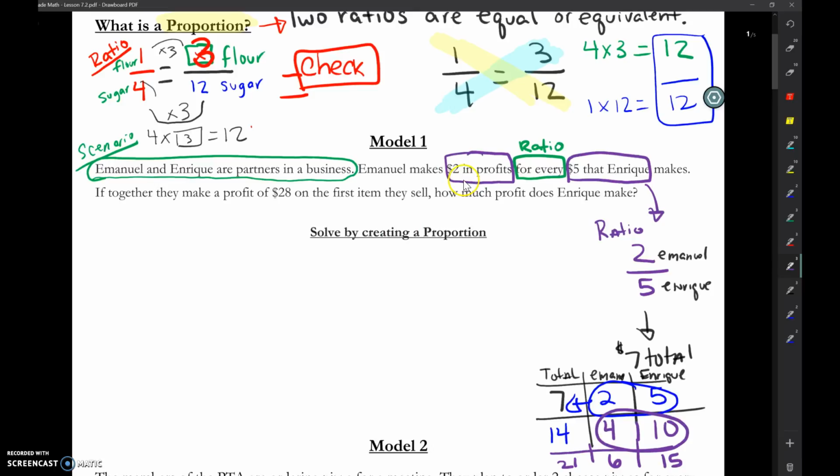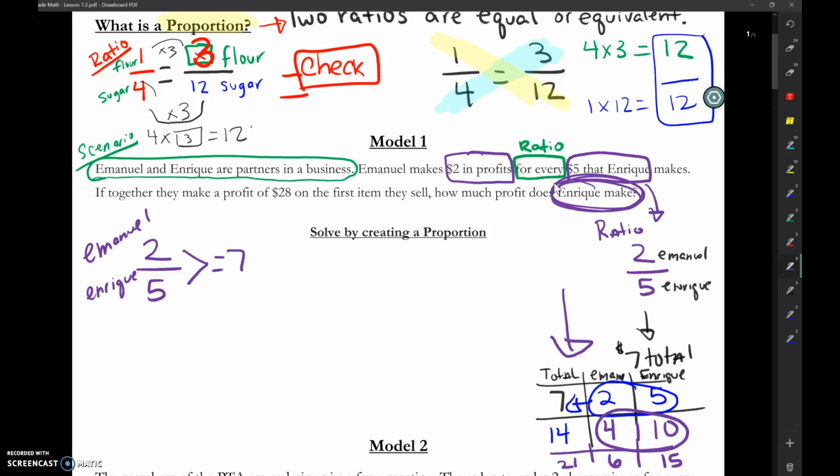Now, here's how I would solve this problem. $2 for every 5. So here's my ratio, 2 over 5. I'm going to put Emmanuel, and I'm going to put Enrique. If together they make a $28 profit on the first item they sell, how much does Enrique make? And so we're just trying to find out how much Enrique makes. Now we could do a table. We can do the table like this, which is probably the easiest method. Or we could say that these two combined equal $7. So if we have $7, I'm going to put total here, $7. We are looking for Enrique. So how much does Enrique get?